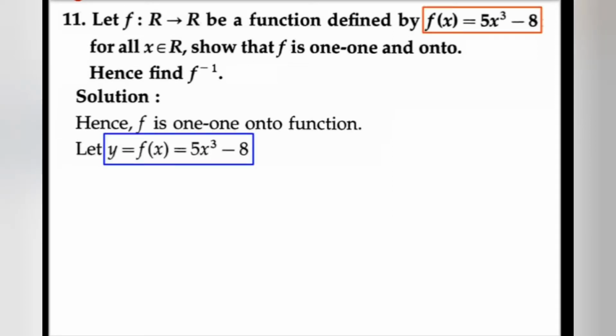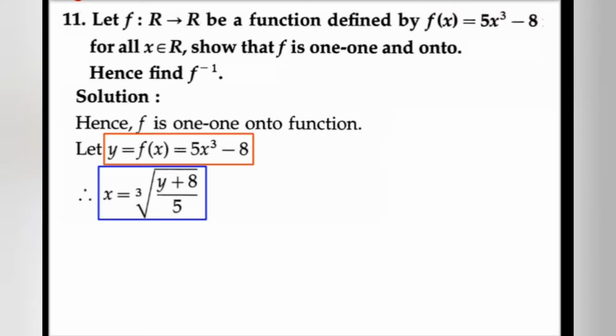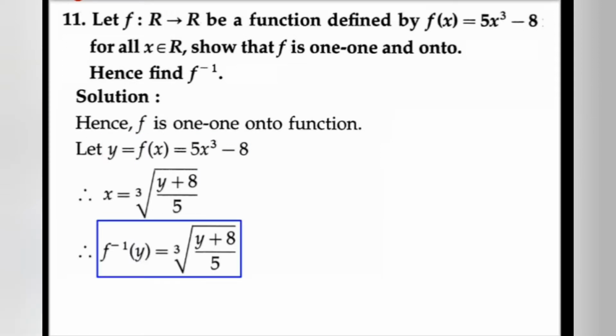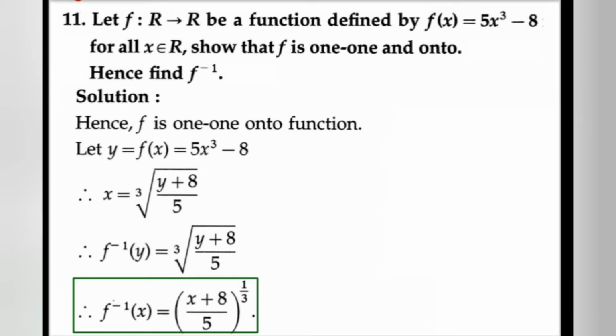Let y = f(x) = 5x³ - 8. So, x = ∛((y + 8)/5). Inverse of f of y = ∛((y + 8)/5). Inverse of f of x = ((x + 8)/5)^(1/3).